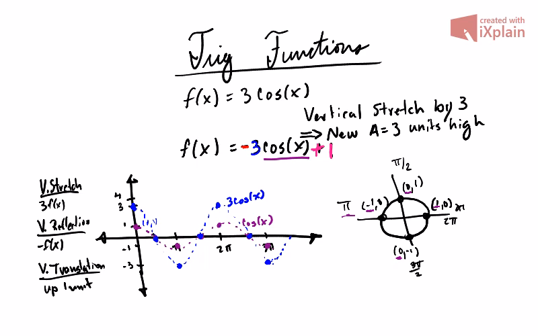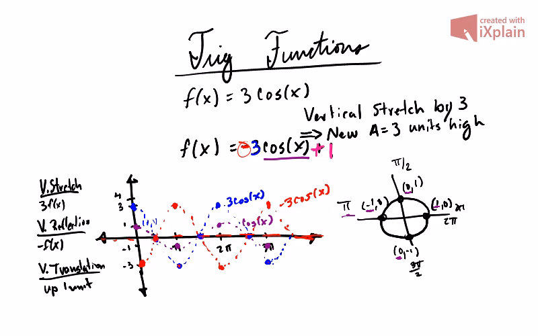Now we have the vertical reflection right here. The vertical reflection is going to flip everything across the x-axis, this being my midline that I'm going to flip across. So 3 times negative 1 is negative 3. 0 times negative 1, still 0. So each one of these points is now going to flip. This starts down, so it's going to go up. Negative 3 cosine x just got flipped across the x-axis. So that's negative 3 cosine x.